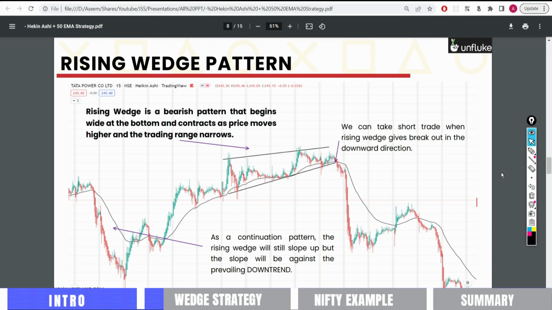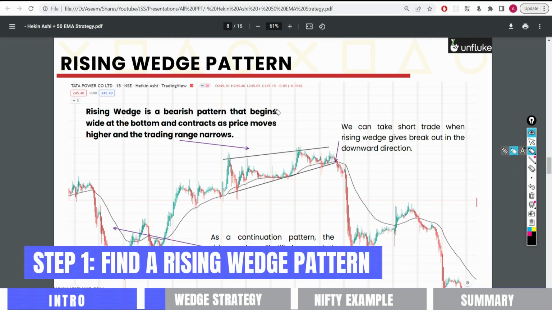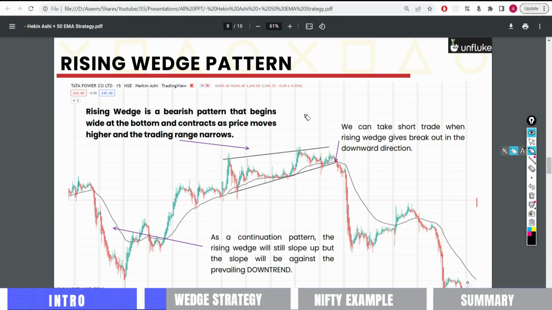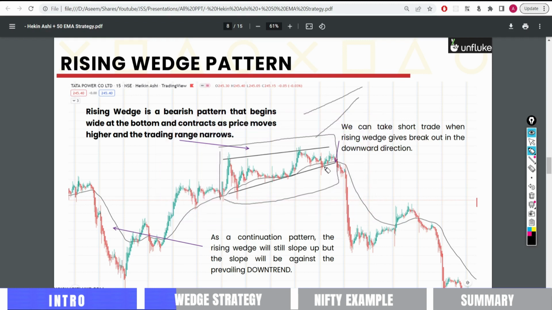So the first thing that we have to do is we have to see if we can find a wedge. Now, what is a wedge? If we talk about a rising wedge, then this is the kind of pattern, something like this. That means the higher highs are not very steep, but the higher lows are steeper. So this is how the pattern looks like. I've shown you here that the highs are not going up as fast as the lows. So that's the first thing.